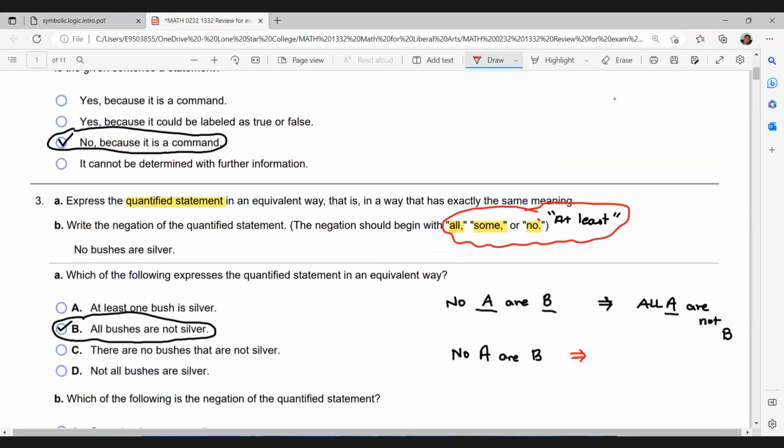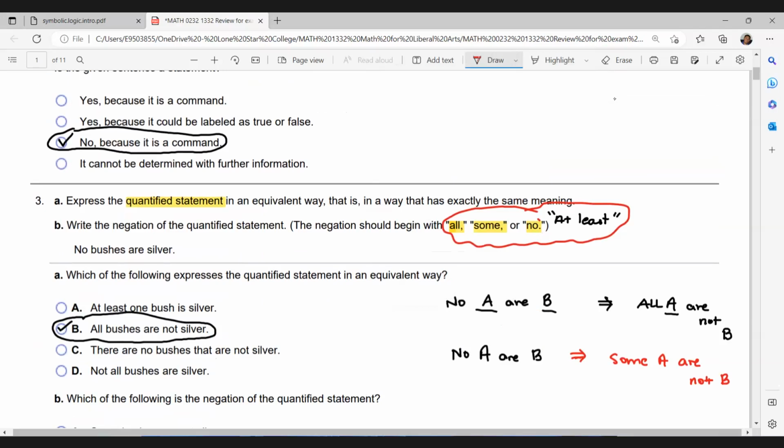When it says no A, that means that if we want to say the opposite, there must be some A, not all of them. This is implying all of them. So for no A, the opposite will be some A are not B. In this particular case, notice that I have introduced the word not.